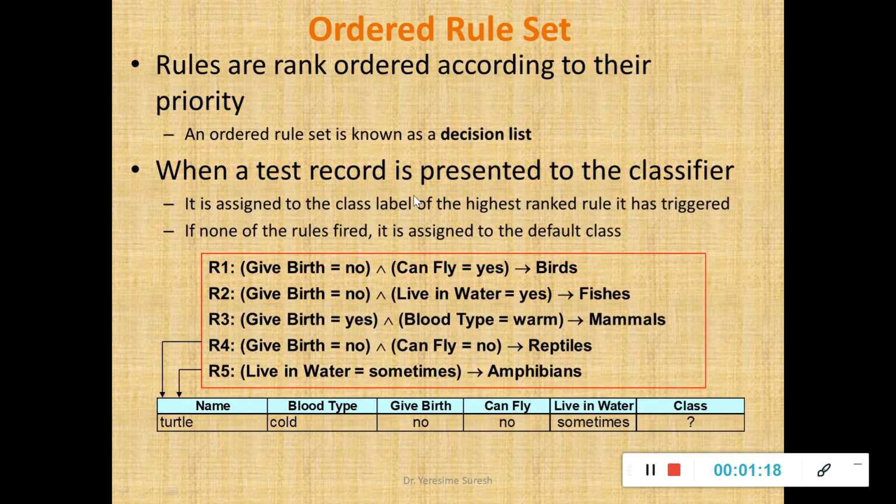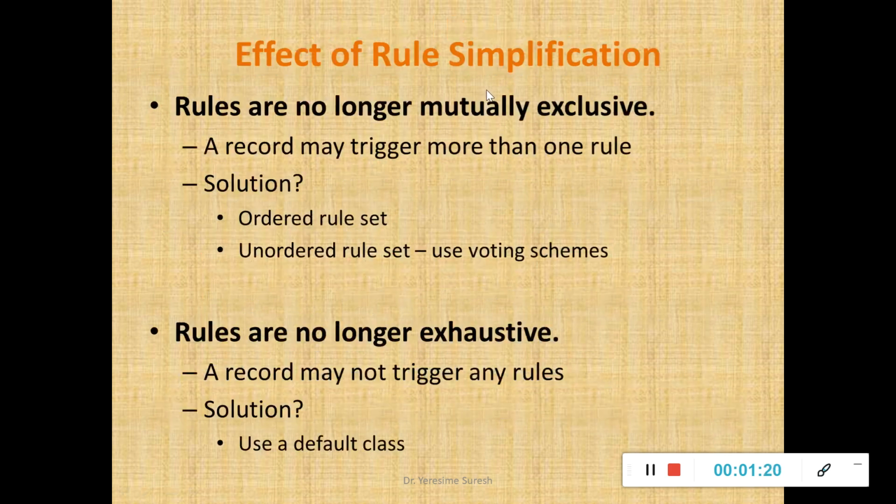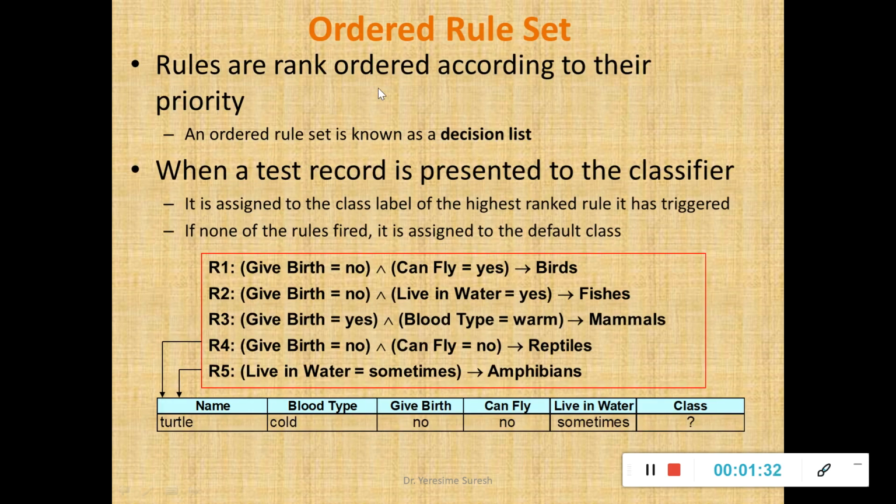Now we'll see what an ordered rule set is. Why are we going for an ordered rule set? If the rules are no longer mutually exclusive because of rule simplification, we need to find a solution for it, and the solution is the ordered rule set. Here rules are ranked according to their priority. An ordered rule set is known as a decision list. Don't get confused with decision tree. These rules are ordered as per the rule accuracy or rule coverage.